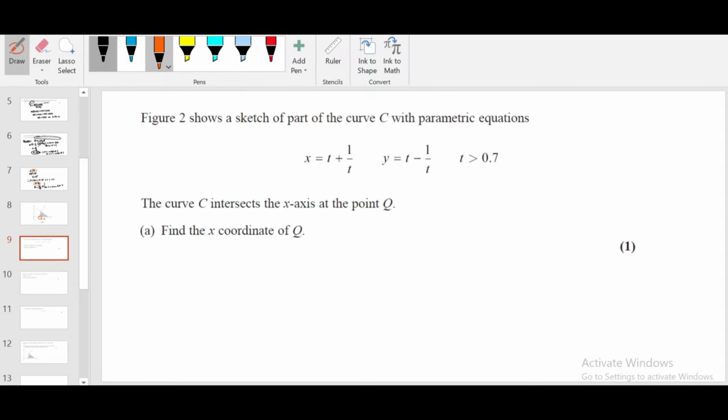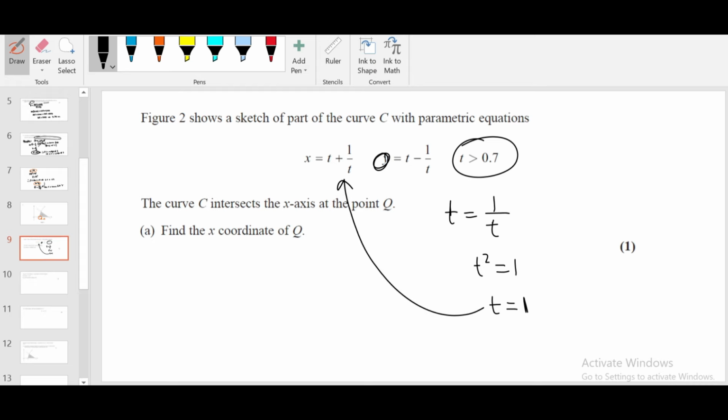We know y coordinate is 0, so replace y by 0 here. So you will get t is 1 over t. Sorry, t is 1 over t. Bring the t this side. T square is 1. T is square root of 1 plus or minus, but t should be greater than this, so positive 1. Sub in here. X is equal to 1 plus 1. X is equal to 2. So the point is 2 comma 0.